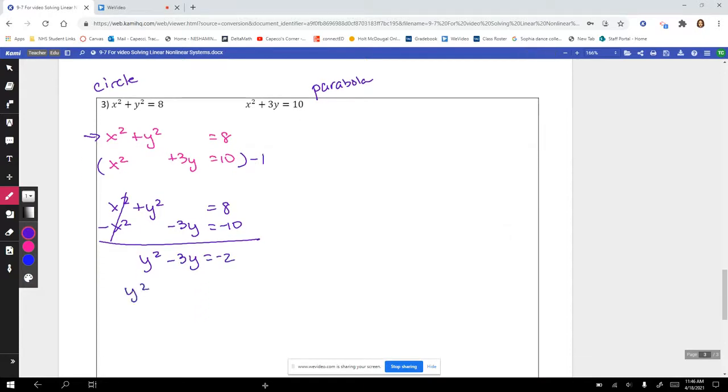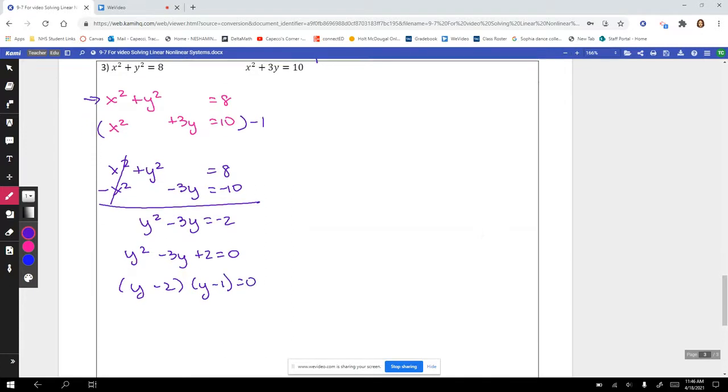Bring all my terms to one side. And then factor. So I have y minus 2 times y minus 1 is equal to 0. So because of the zero product property, I can set that up. So y is equal to 2 and y is equal to 1.